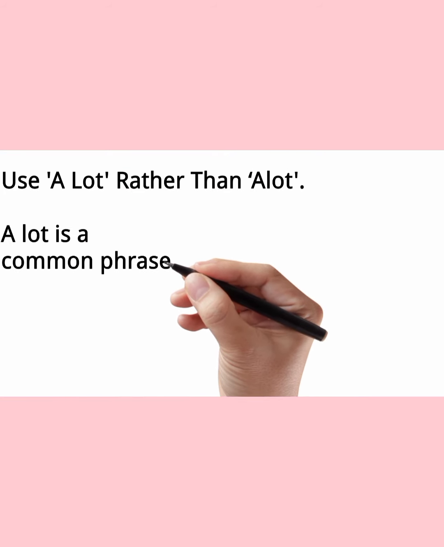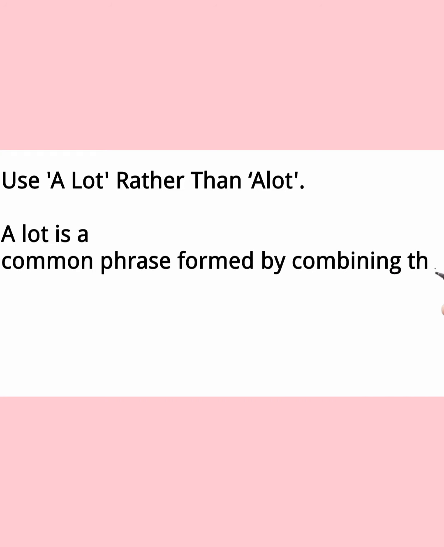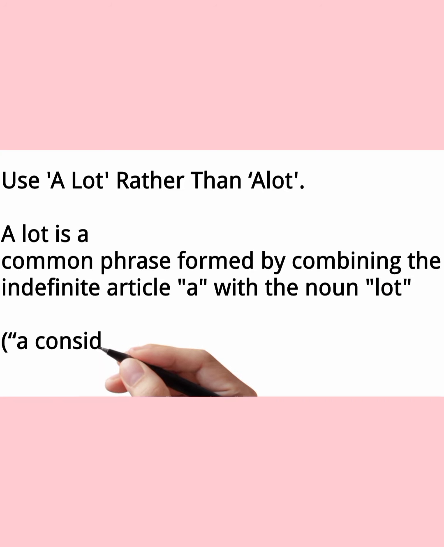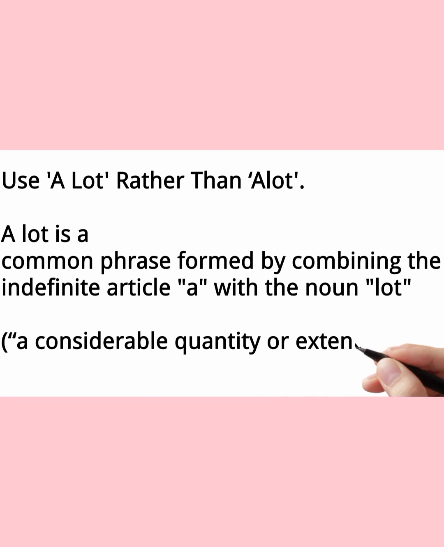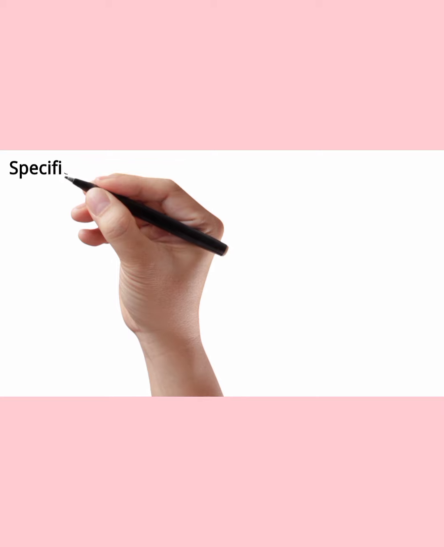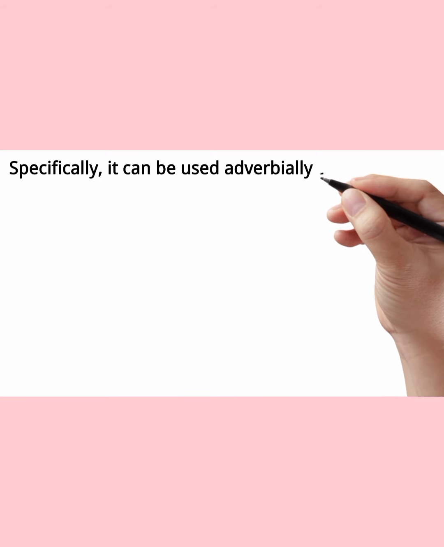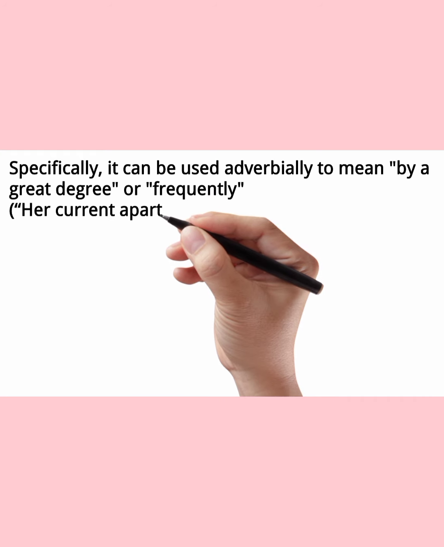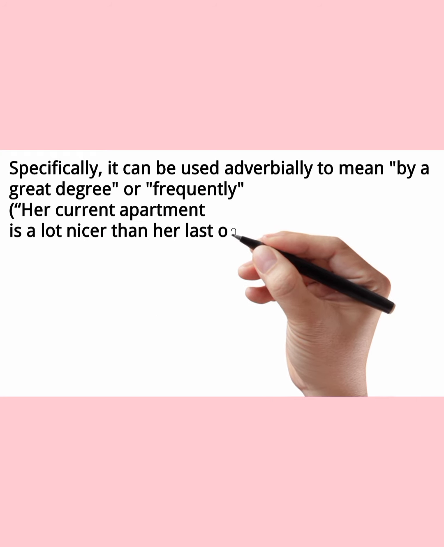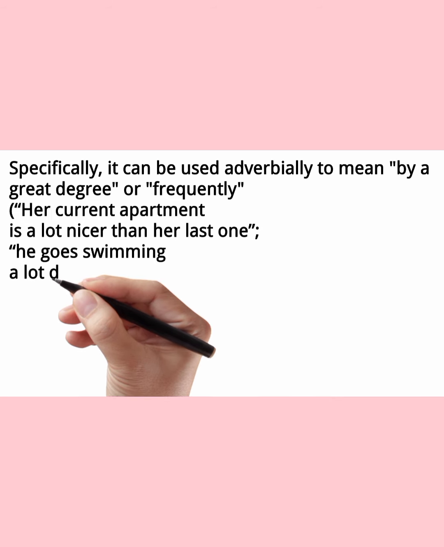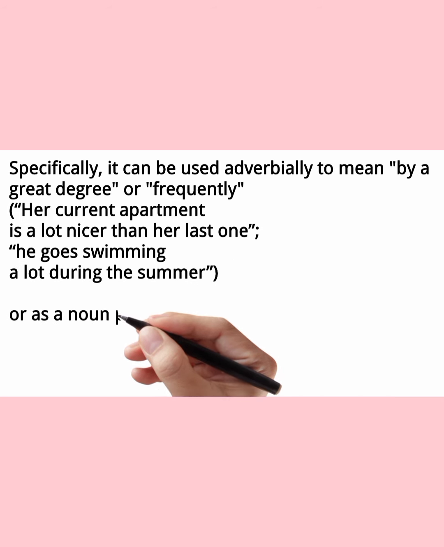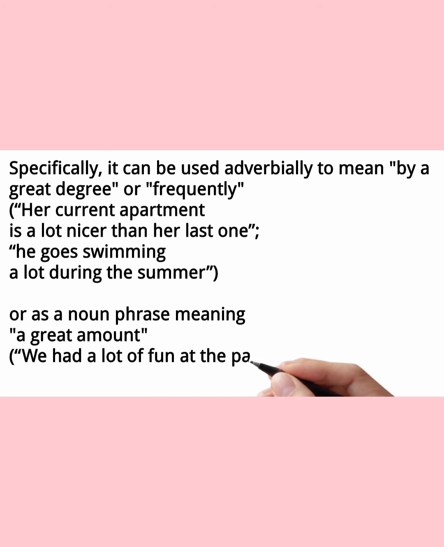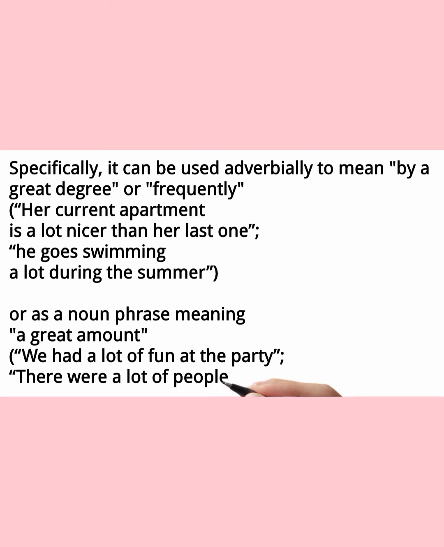A lot is a common phrase formed by combining the indefinite article a with the noun lot, a considerable quantity or extent. Specifically, it can be used adverbially to mean by a great degree, or frequently. Her current apartment is a lot nicer than her last one. He goes swimming a lot during the summer. Or as a noun phrase meaning a great amount. We had a lot of fun at the party. There were a lot of people at the beach.